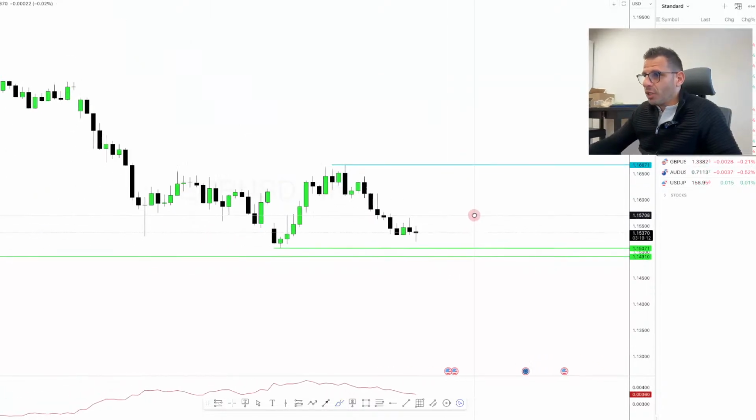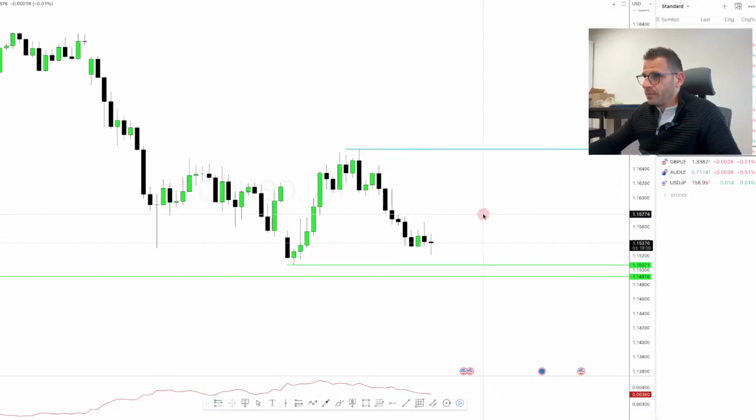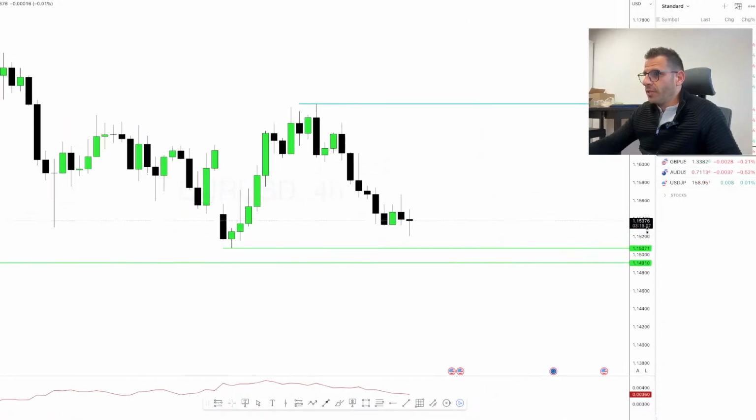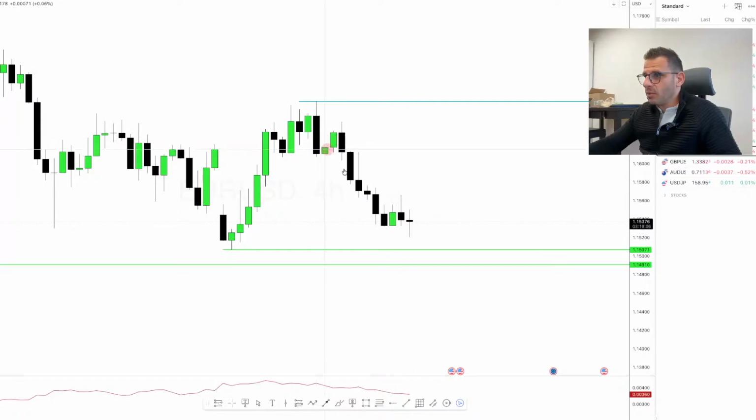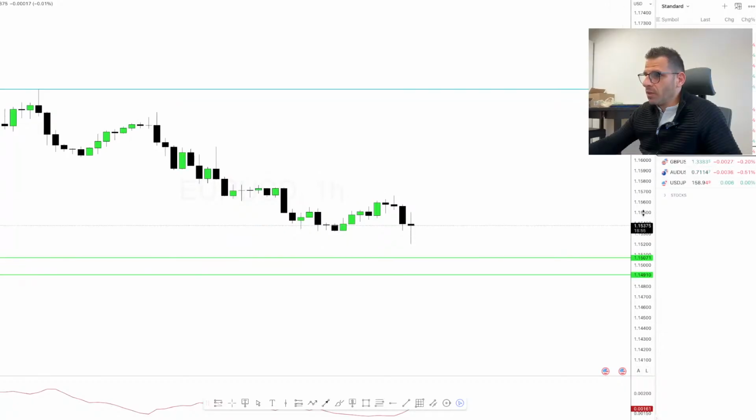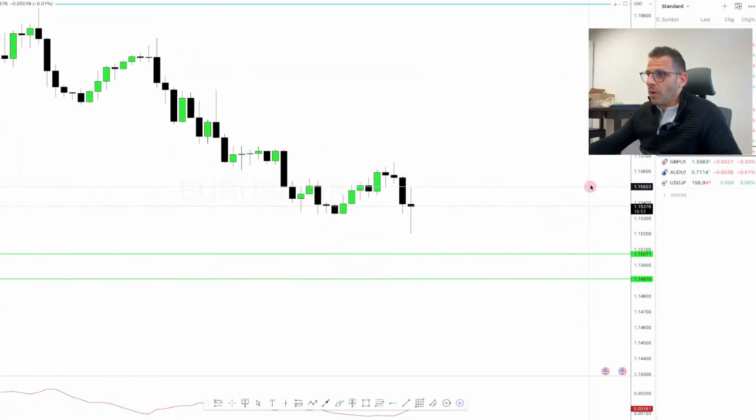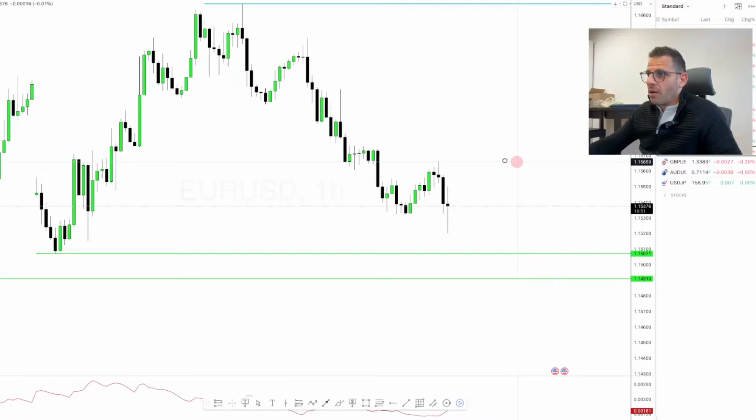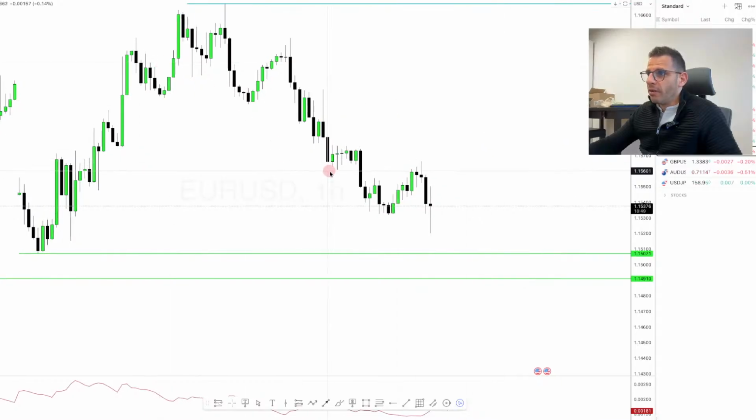On the 4-hour chart, for this session, we have to focus on that move. And there is not much information here. So let's keep going on the lower time frames. That's the hourly. On the hourly, the market is very clear. Lower lows and lower highs all the way.